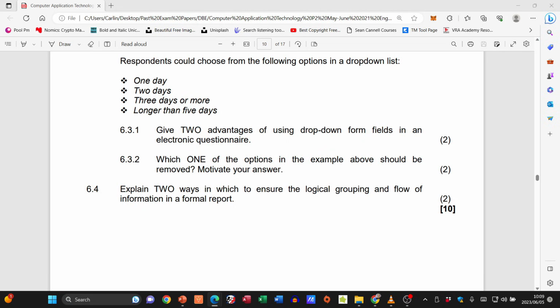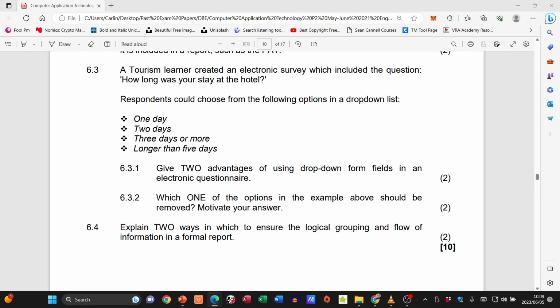Then the next question, which one of the options in the example above should be removed? And then we need to motivate your answer as to why you're saying that. Now, again, let's go. How long was your stay at the hotel? 1 day, 2 days, 3 days or more? Now have a look at that. 3 days or more. Why must I then say longer than 5 days? Because 3 days or more covers anything from 3 days up. So longer than 5 days I don't actually need, because it's overlapping with 3 days or more. Okay? So please just read these things carefully when it comes to answering.